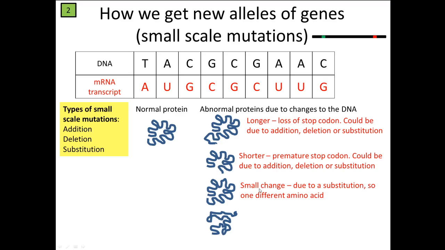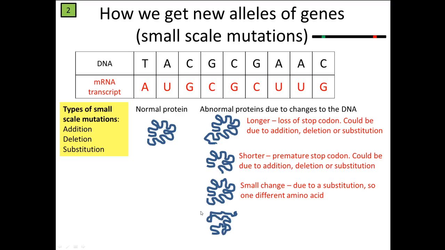Therefore, that codes for just one different amino acid. So the R group of that amino acid will bind differently to the ones around it, and therefore it'll cause a slightly different tertiary structure in the protein. So small changes, think substitution.